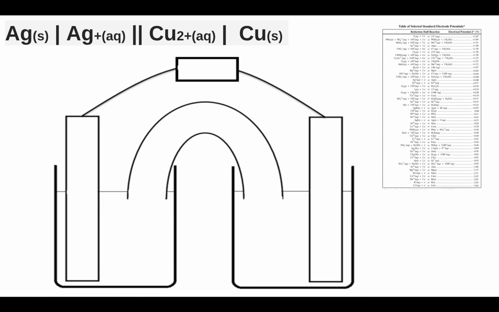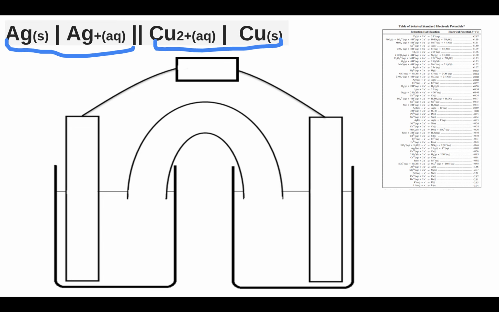So this one, we're just going to start with our cell notation. This is telling us what we have in each of our half cells. So we'll have silver, Ag positive, copper 2 positive, and copper solid. So you still want to pick your strongest OA and your strongest RA.